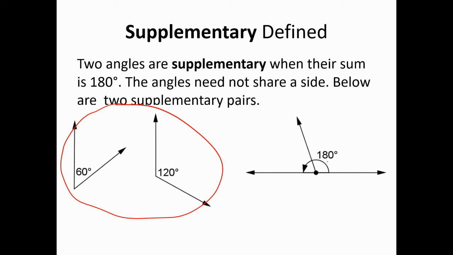And then on the right-hand side, we have a pair of angles, which again I'll call angles 1 and 2, which are just the parts of a 180-degree angle. So of course, then they will be supplementary as well.